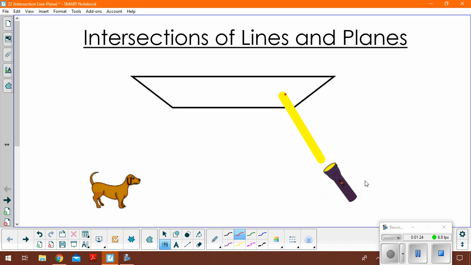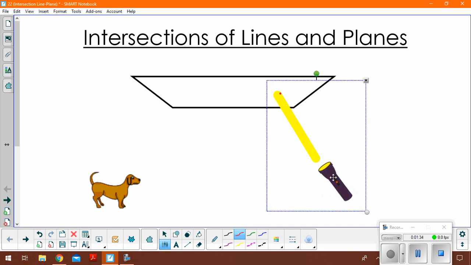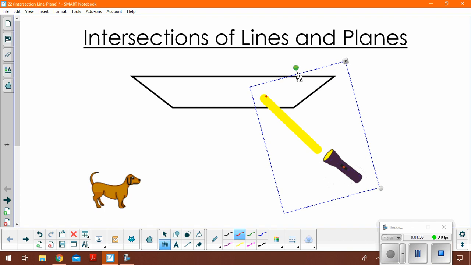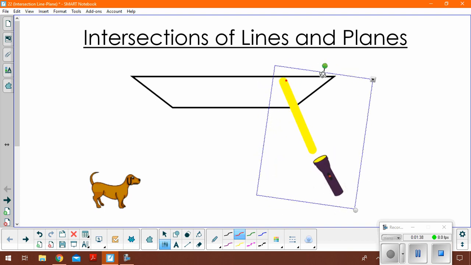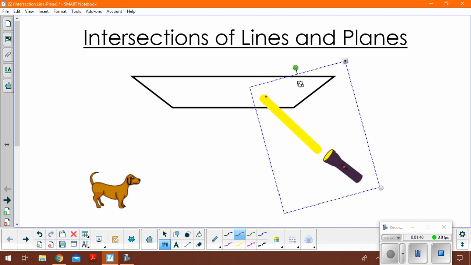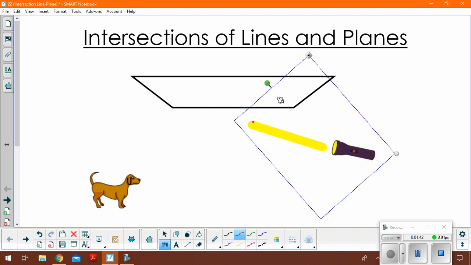And just like we had cases for intersections of lines, we also have cases for this. Most of the time when I shine light on the ceiling, even if I tilt it a little bit, it's still going to hit one point on the ceiling. If this went on further, it would keep going and hit the ceiling somewhere over here. So most of the time it hits the ceiling.